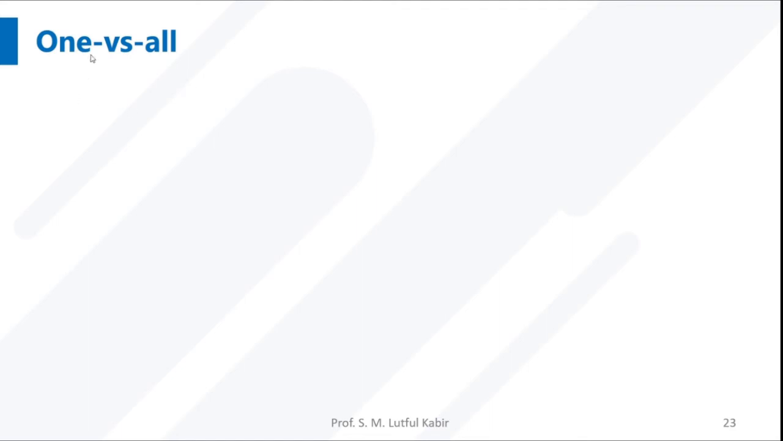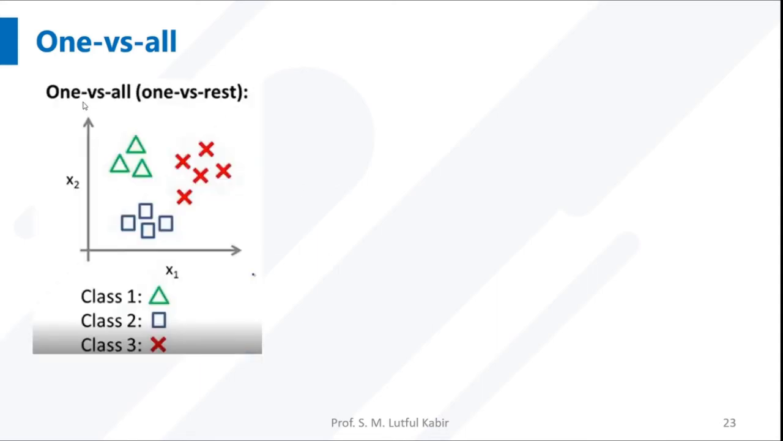Let us now discuss the one versus all algorithm. The one versus all algorithm facilitates how to determine the status of a point with respect to multi-class. The one versus all classification problem is also called the one versus rest classification problem. So let us say we have three sets of data. One is marked as a triangle, the other is marked as a rectangle or a square, and the third one is marked by a cross. So class 1, class 2, class 3.